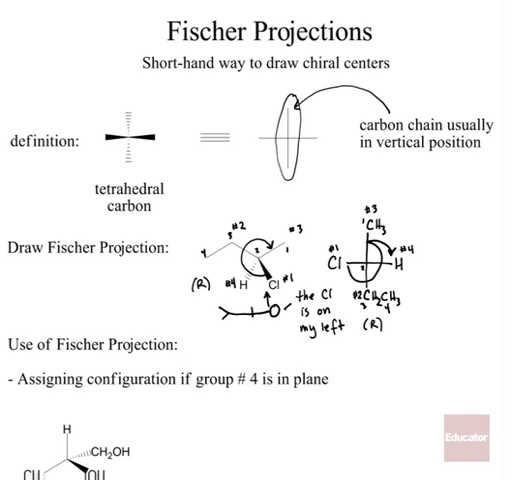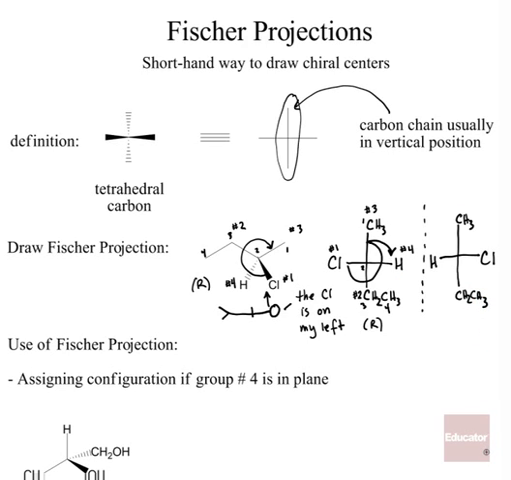very, very quickly, because we don't have to worry about dashes and wedges. It also makes it super easy to draw mirror images, because now we don't have to worry about dashes and wedges. Nearly everyone, even the most artistically challenged or spatially challenged student, can draw the mirror image of this Fisher projection. We have a hydrogen closest to the mirror, we have a chlorine further from the mirror, we have a methyl up top, and we have an ethyl down below. Just like that, we drew the mirror image.